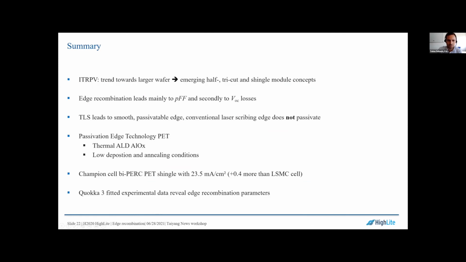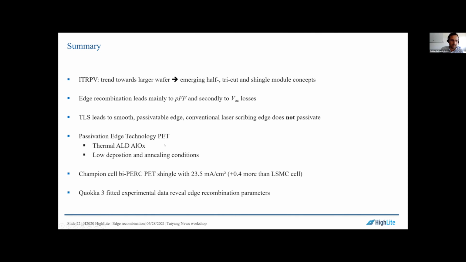And this brings me to the end of my talk, and in the summary, we have seen that looking at the ITRPV trends, we're having a trend towards larger wafers implicating half, third, and shingle cut module concepts, and the edge recombination. We've seen that the edge recombination leads mainly to pseudo fill factor losses, and secondly to VOC losses. We need to have a way of having smooth passivatable edges, and therefore we're using the TLS. And we have seen that by conventional laser scribe, we're having an edge which is not passivatable.